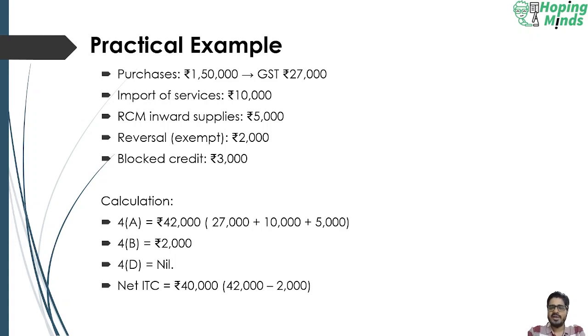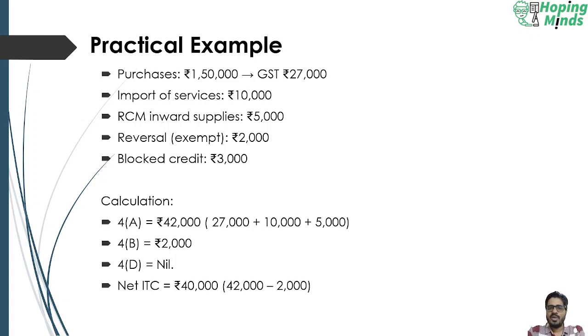So how this will be declared in table 4 of GSTR 3B return. In column 4A, total input tax credit will be 42,000, that is from purchases rupees 27,000, from import of services rupees 10,000 and inward supplies liable to reverse charge input tax credit is 5,000. So aggregate will be rupees 42,000 to be declared in column 4A.